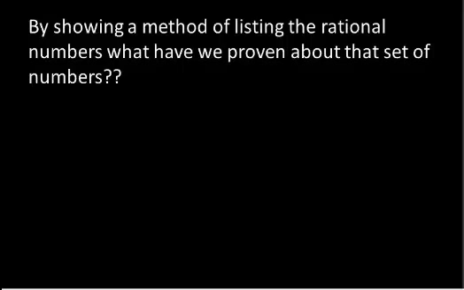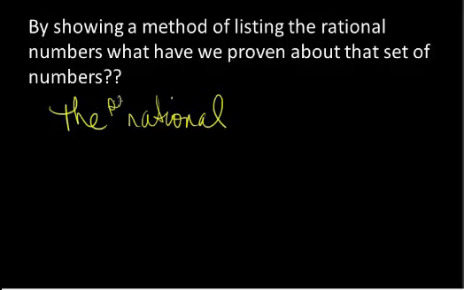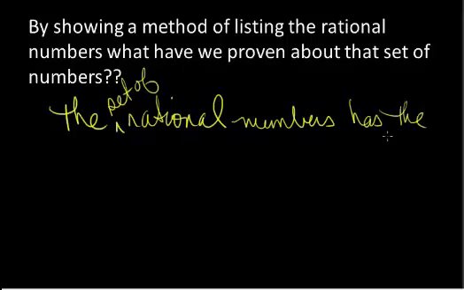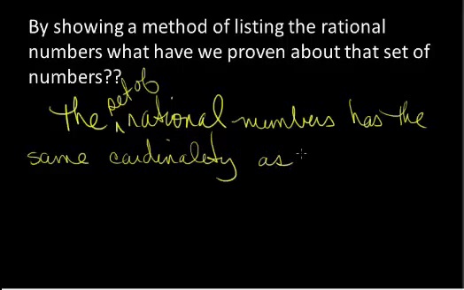And just to review one more time, by showing a method of listing the rational numbers, what have we proven about that set of numbers? Well, we made a one-to-one correspondence with the natural numbers. So we have shown this: the set of rational numbers has the same cardinality as N, our set of natural numbers.